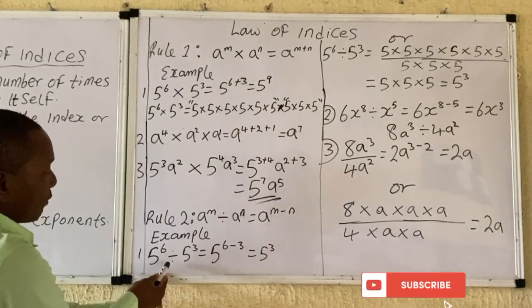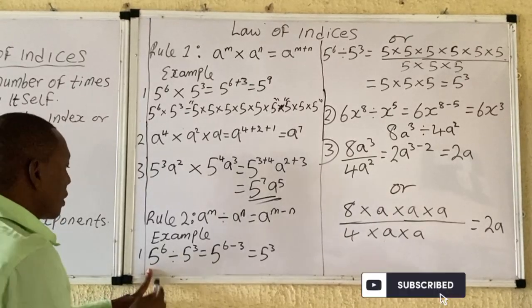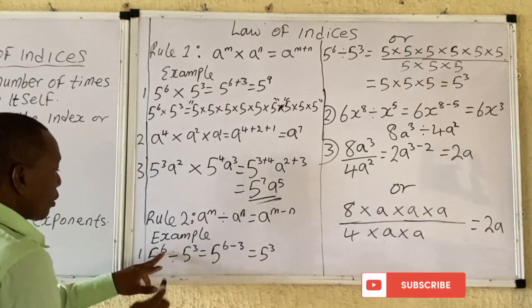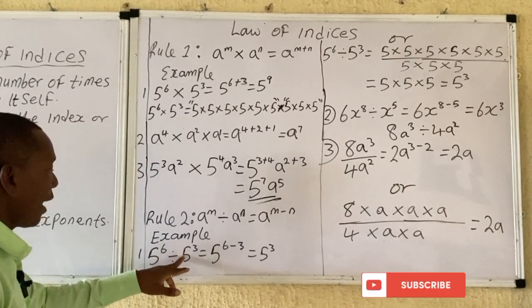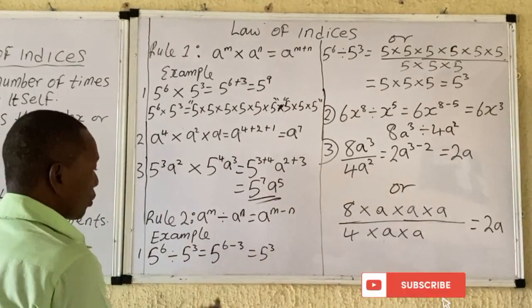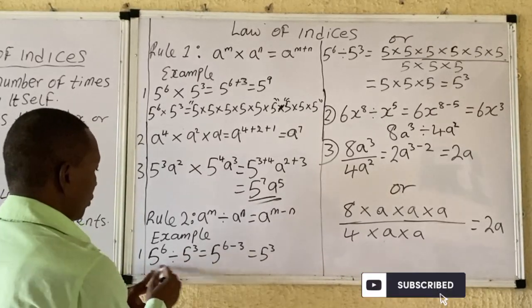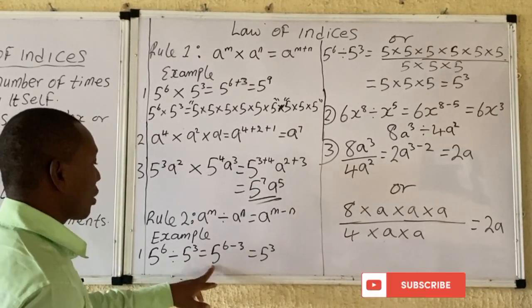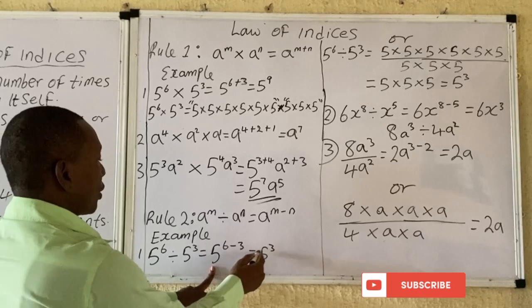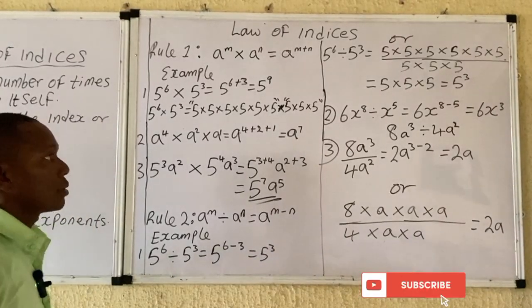Let's take a look at this example using the same values, but in this case, we have a division sign instead of multiplication. So 5 raised to the power of 6, divide 5 raised to the power of 3. In this case, instead of addition, I just put subtraction. So we have 5, which I'll pick one of the base, 6 minus 3 is equal to what? 3. So we now have 5 raised to the power of 3. Take note of that.